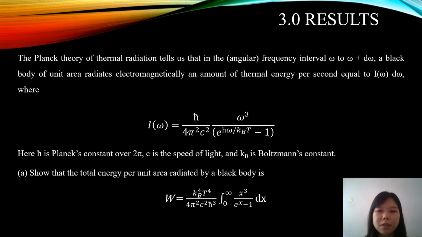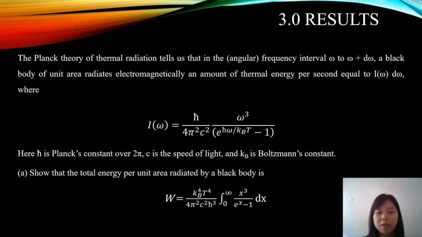Next, part 3 is the results part. The Planck theory of thermal radiation tells us that in the angular frequency interval omega to omega plus d omega, a black body of unit area radiates electromagnetically an amount of thermal energy per second equal to I omega d omega, where the equation is given as shown in this slide. Here h is the Planck constant over 2 pi, c is the speed of light and k is the Boltzmann constant. We need to show that the total energy per unit area radiated by a black body is as shown down there.